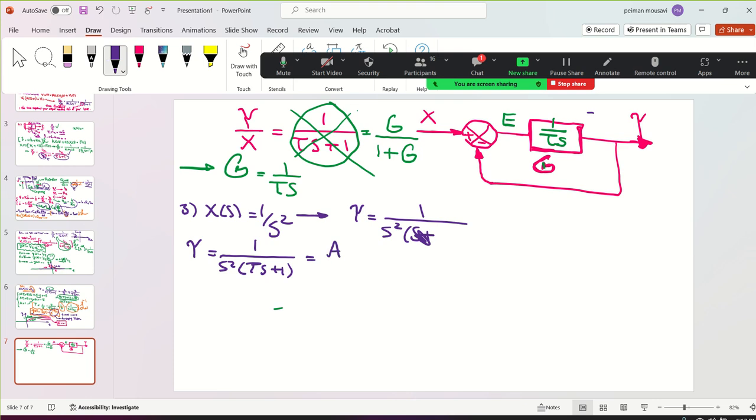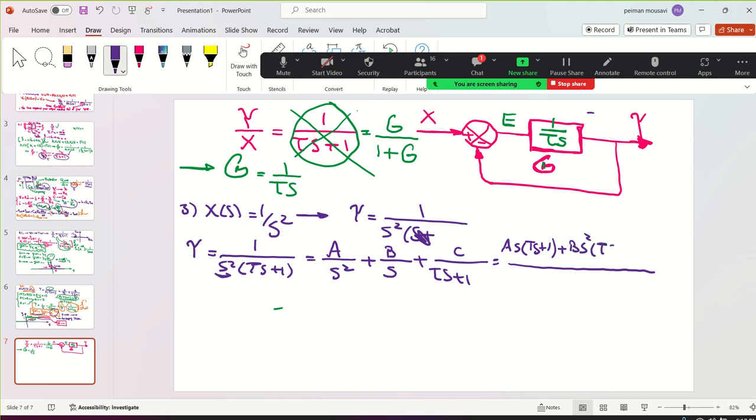Y is gonna be 1 over s squared (tau s plus 1). You know how to write it from high school because you have 2 repeated zeros here. It goes to A over s squared plus B over s plus C over tau s plus 1. You can write it as A (tau s plus 1) plus B s (tau s plus 1) plus C s squared, because this is s squared (tau s plus 1).